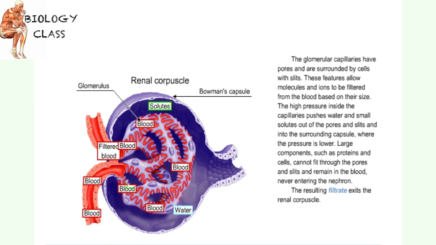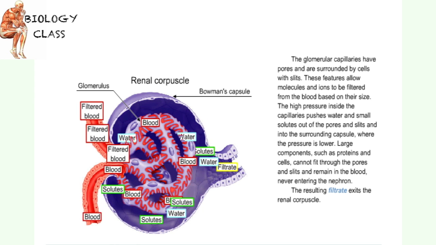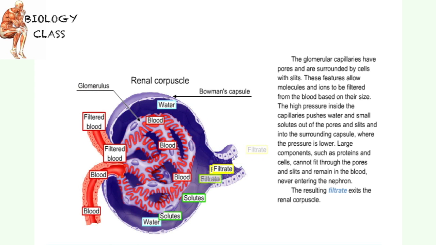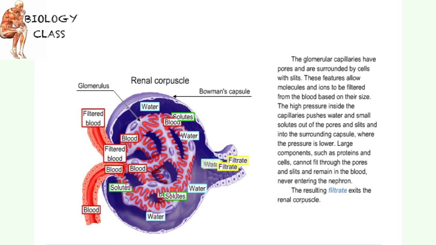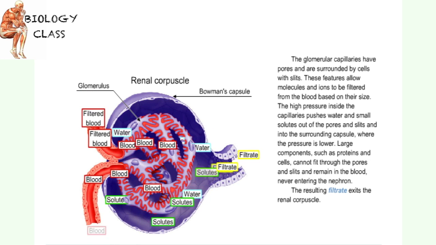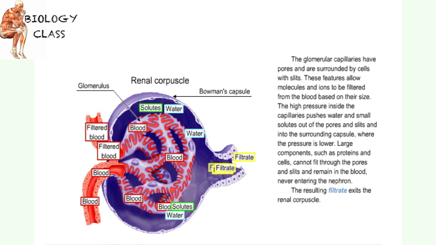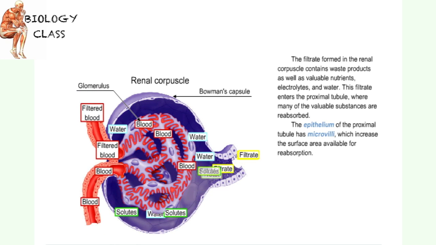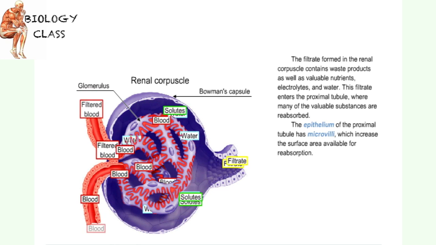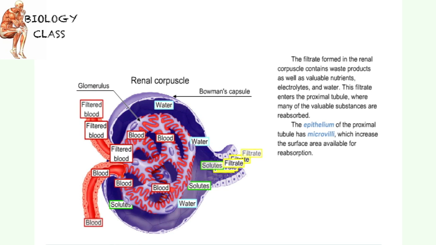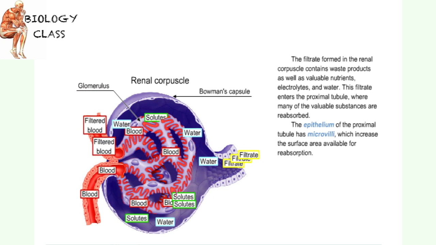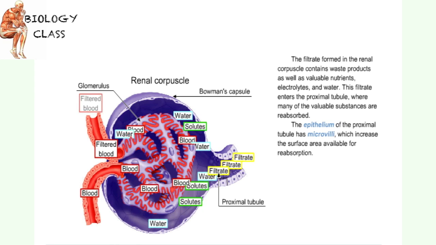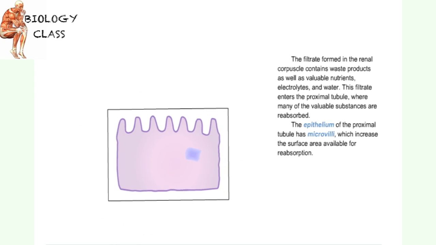Large components, such as proteins and cells, cannot fit through the pores and slits and remain in the blood, never entering the nephron. The resulting filtrate exits the renal corpuscle. The filtrate formed in the renal corpuscle contains waste products as well as valuable nutrients, electrolytes, and water. This filtrate enters the proximal tubule, where many of the valuable substances are reabsorbed.